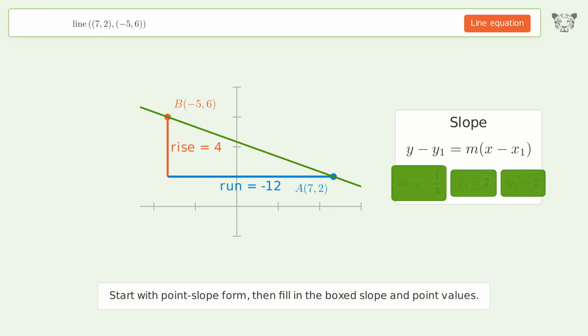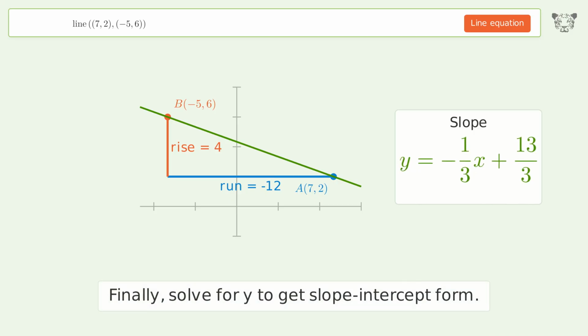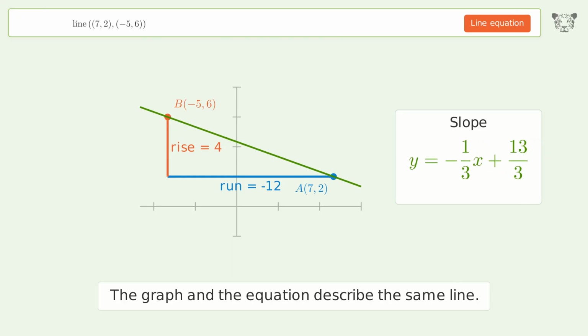Start with point slope form, y minus y1 equals m times x minus x1. Then fill in the boxed values, slope is -1/3, x1 is 7, and y1 is 2. That gives the specific point slope equation for this line. Finally, solve for y to get slope intercept form. The graph and the equation describe the same line.